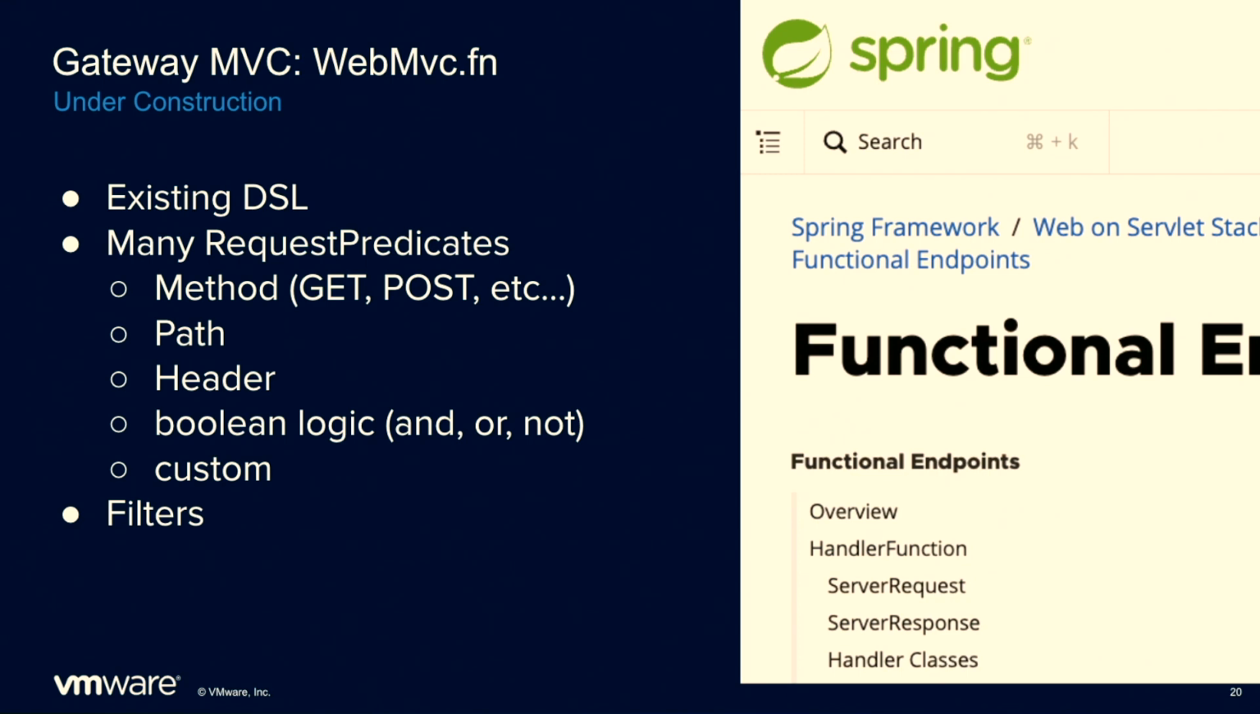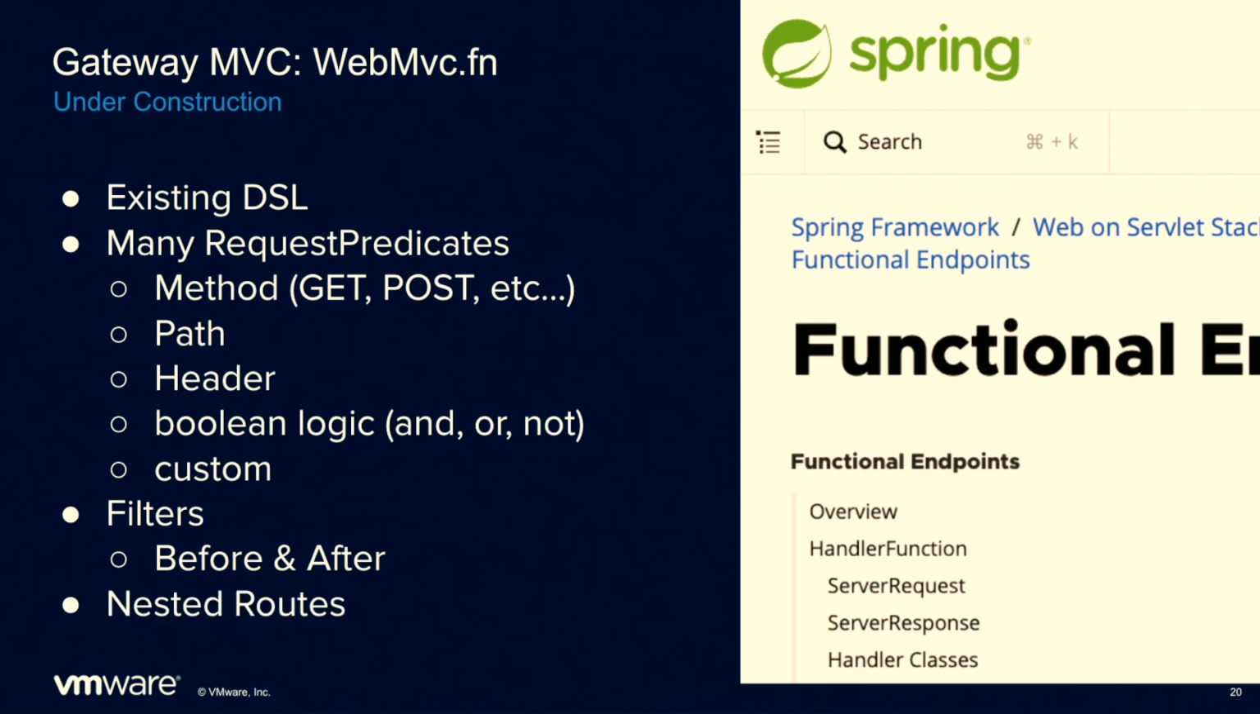You can also write custom predicates and custom filters, and that's pretty much how I wrote the gateway for Spring MVC. There's an interesting concept in the DSL that I'll show you of before and after filters. They're self-explanatory: befores run just on the requests, and afters run on the response.